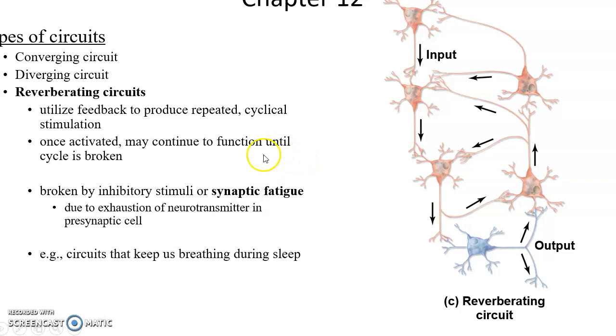Reverberating circuits have cyclical repeating effects that then lead to the output. So the input may just be one neuron, but then you get these cyclical repeating signals going around and around till eventually they reach the outgoing neuron. This is thought to be important for continual repeating functions. So for instance, to help keep us breathing when we're asleep, we need to constantly have that cycle of breathing out and breathing in going on, and it helps to prevent synaptic fatigue.